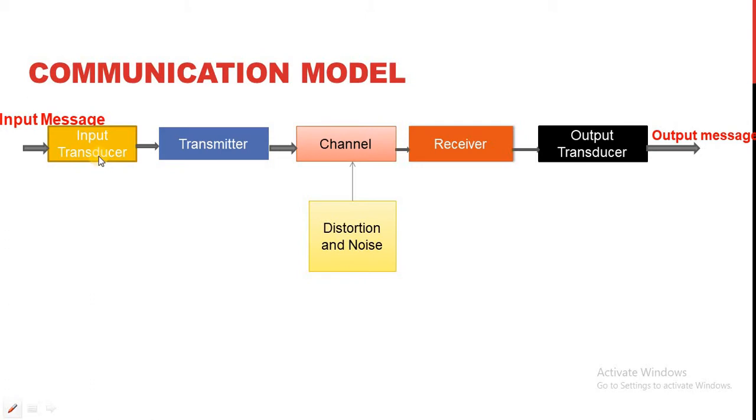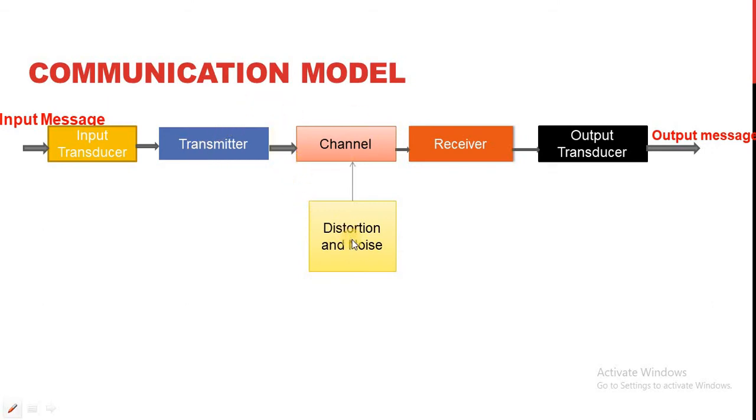The basic block diagram involves input transducer, transmitter, channel, receiver and output transducer. In the channel, we have distortion and noise. What will the input transducer do? The input transducer will convert non-electrical form of data into electrical form of data. Then the input signal is fed to the transmitter, and then the transmitter signal is fed to the channel.